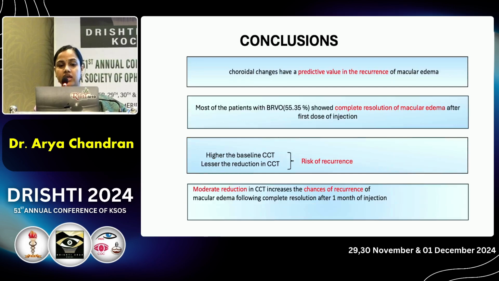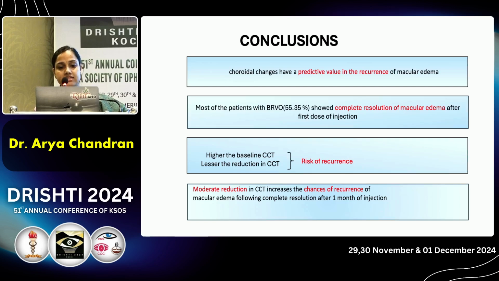To conclude, even though retinal layers are primarily involved in retinal vein occlusion, choroidal changes have a predictive value in recurrence of macular edema. Most of the patients with branch retinal vein occlusion showed complete resolution of macular edema after the first dose of intravitreal injection. So, all the BRVO patients do not require multiple doses of intravitreal injection.